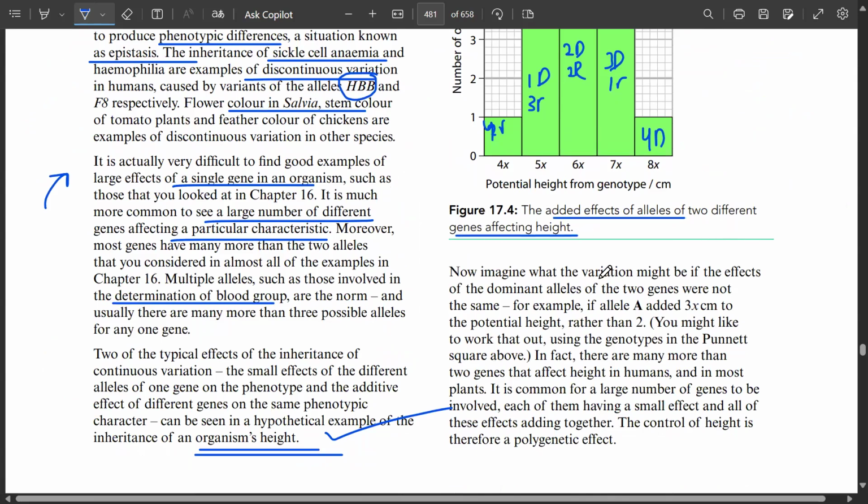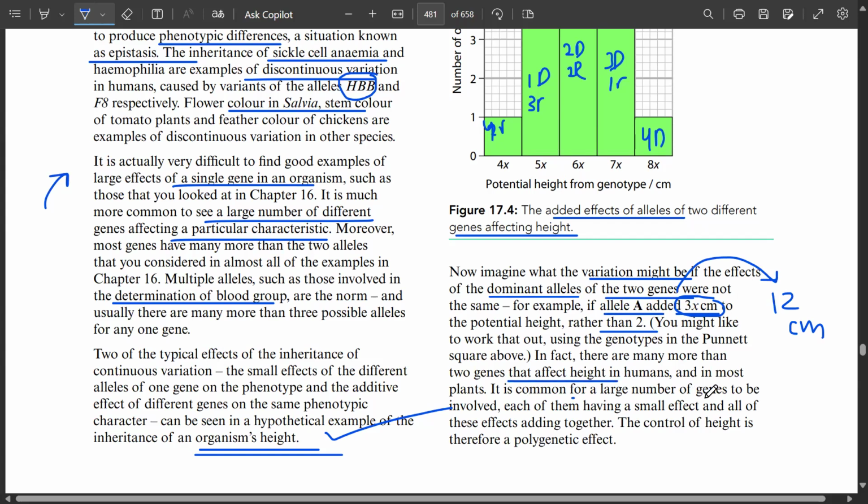Now imagine that the variation might be if the effects of the dominant alleles of the two genes were not the same. For example, if allele A added 3x centimeter to the potential height rather than 2, then आपके पास एक Punnett square में वो आपके पास और फिर effects आ जाते, फिर तो आई गेस 12 centimeter हाइट बन जाती, अगर आपके पास डोमिनेंट वाले एक साथ चार मिल जाते हैं। In fact, there are many more than two genes that affect height in humans and in most plants.